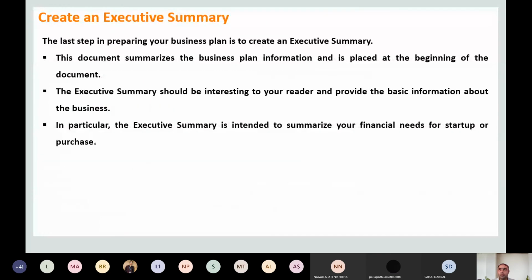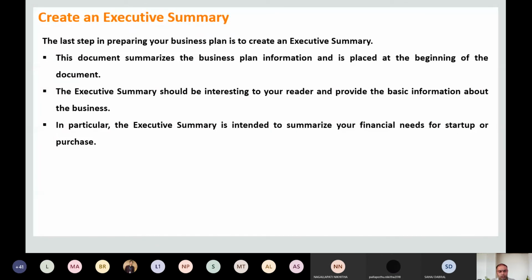Next, as the last step, you are going to create an executive summary. In this executive summary, it's like an abstract. You are going to tell what things you are going to do, who will be your customers, whatever we discussed so far. You are going to make it a one-page document.